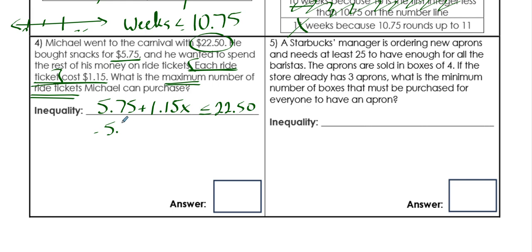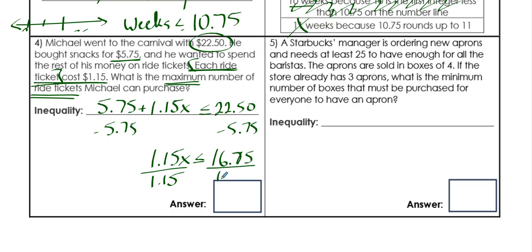So to solve this, we're going to subtract $5.75 from both sides. We get $1.15 times the number of ride tickets is less than or equal to $16.75. And then we'll divide by $1.15 on both sides. So that's the money he has left over for ride tickets. We'll split that evenly among the cost for each ride ticket, and that says that x is less than or equal to 14.56. So he can buy exactly 14.56 tickets and spend all of his money. But obviously you can't buy 0.56 of a ticket, so you can't buy a 15th ticket. You can only afford 14 tickets.